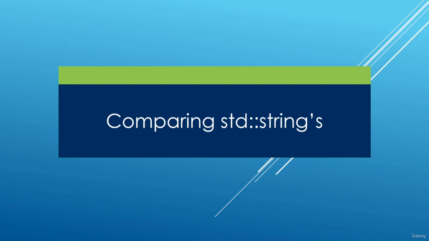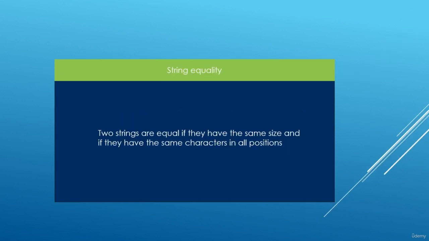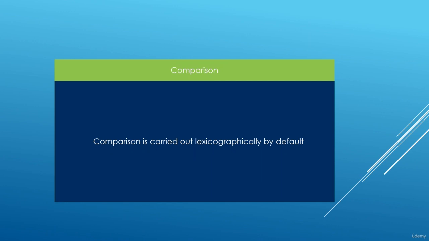In this lecture, we're going to learn about how we can compare std strings. So what do we really mean by comparing strings? Two strings are going to be considered equal if they have the same characters inside and they have the same size. That's when we're going to say they are equal. And one string is going to be considered greater or less than another using alphabetical order, or we're going to compare them lexicographically if we want to say it in a more technical way.